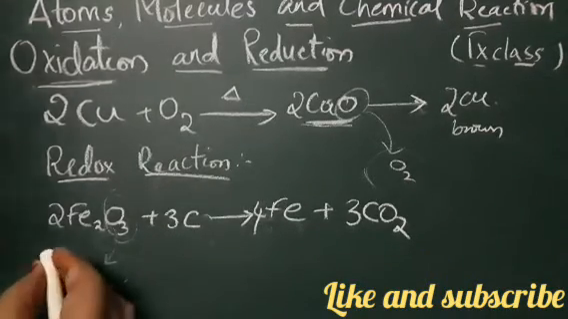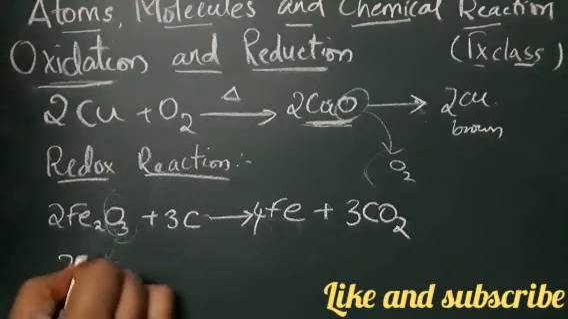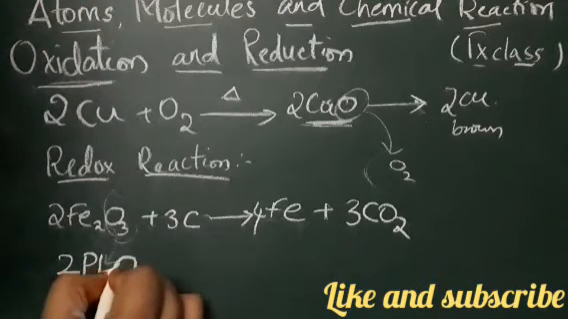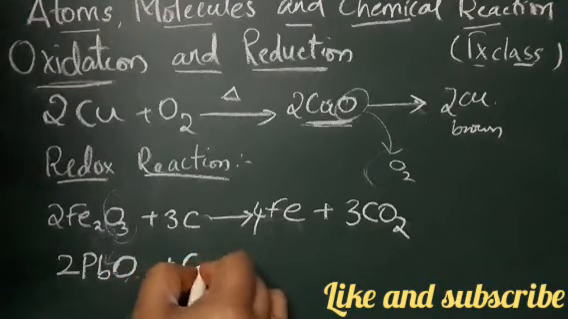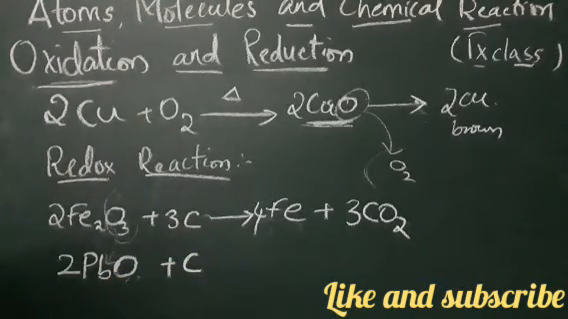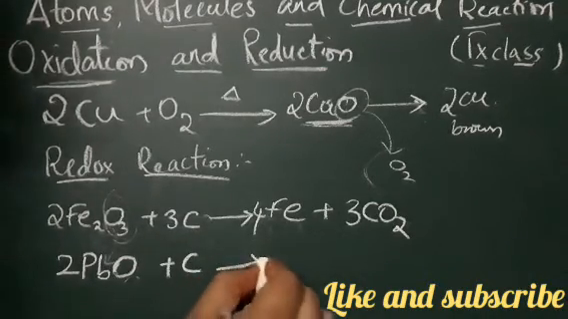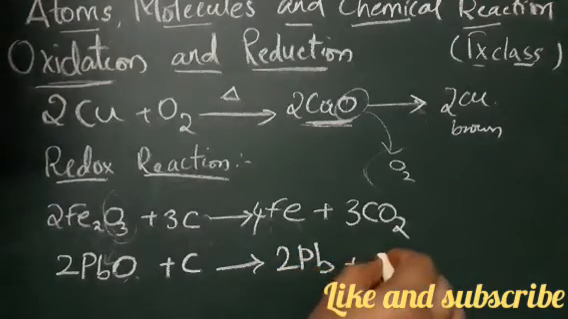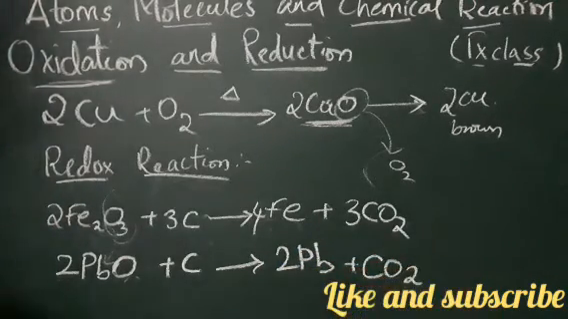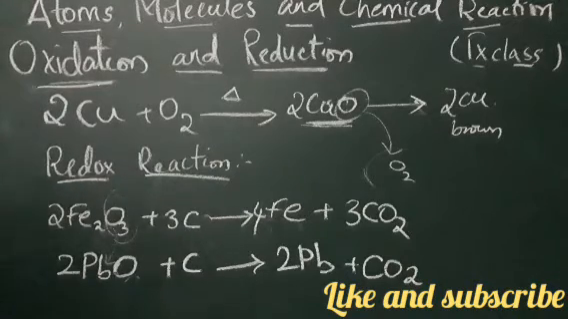One more example we can see. 2PbO plus C. What is happening now? It is forming 2Pb plus CO2, right? So both oxidation and reduction reactions are taking place here.